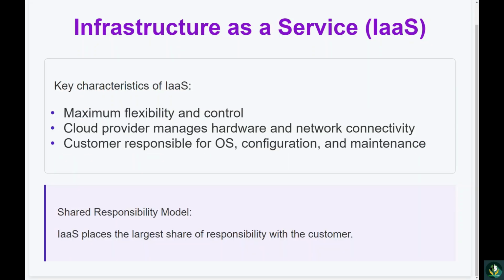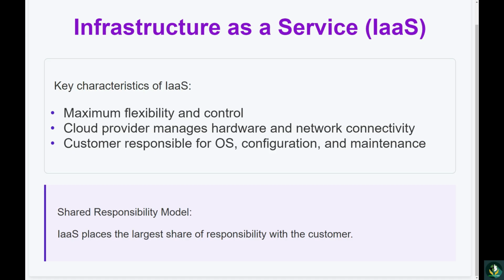Infrastructure as a service, commonly known as IaaS, represents the most flexible category of cloud services available today. This model provides customers with the highest level of control over their cloud resources, making it an attractive option for businesses with specific infrastructure needs.